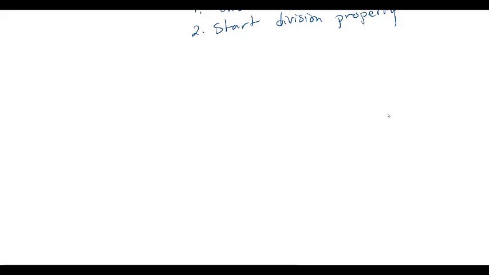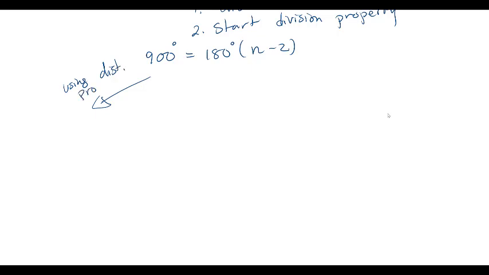So let's write out the equation again down here. We have 900 equals 180 times n minus 2. Let's look first at using the distributive property first. In that case we have 900 degrees equals, we open the parentheses, 180 times n plus 180 times minus 2. Okay, negative 2, because we have the negative 2 here.